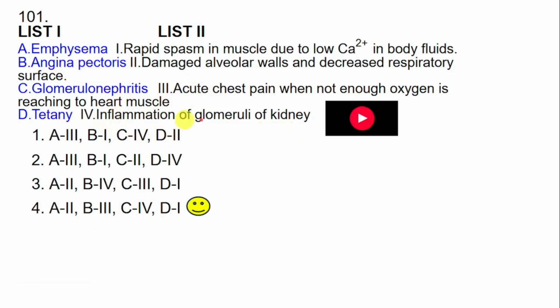Inflammation of glomeruli is called glomerulonephritis. The term ending in itis indicates inflammation.